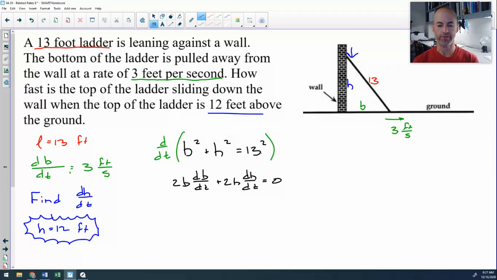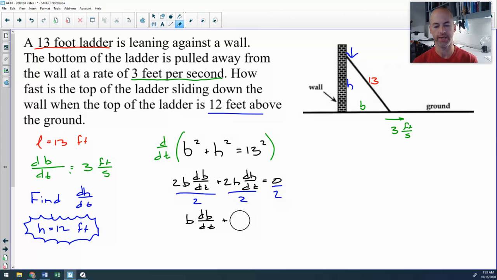So there's our derivative. Do remember that 13 is a constant. Don't say the derivative of 13 squared is 2 times 13. That would be 0. And do remember your implicit differentiation. In the case of a Pythagorean theorem, you could simplify this a little bit and make it a little easier to work with by dividing everything by 2. And if you do that, you will simplify it to b dB dt plus h dH dt equals 0. So that'll make the numbers just a little bit smaller.